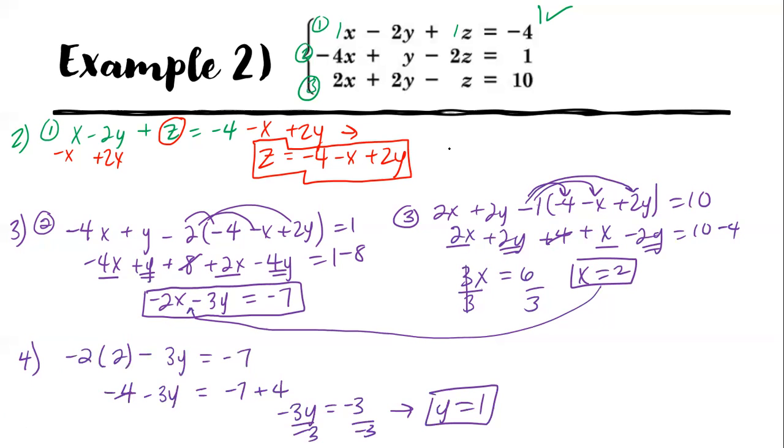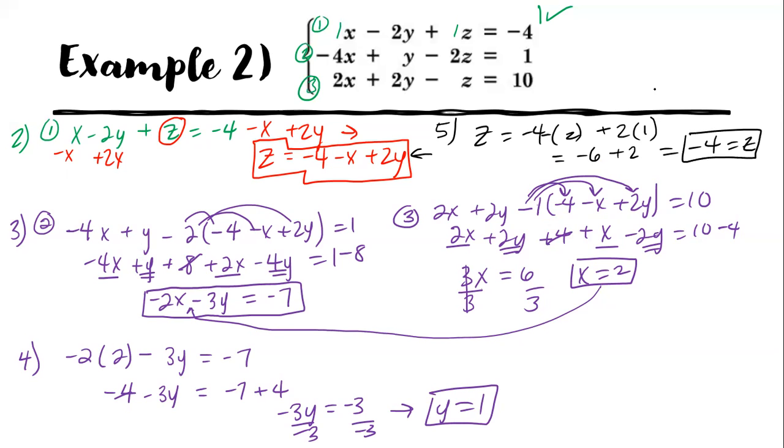And then step 5 is to take my two variables that I solved for and plug them back into the equation in step 2. So we know z equals -4 times minus x, which is 2, plus 2 times y, which is 1. So it gives us -6 plus 2, which equals -4. So z equals -4. So our solution set is 2, 1, -4.